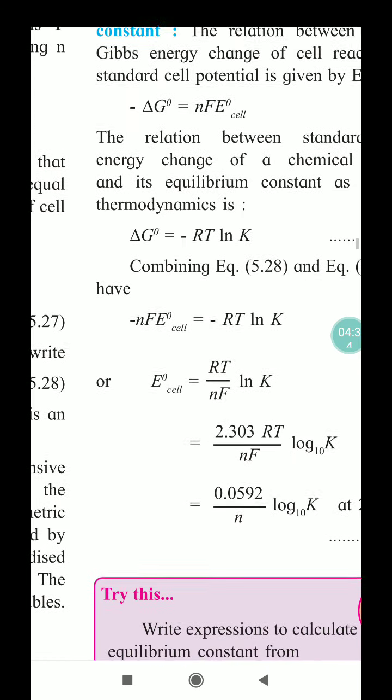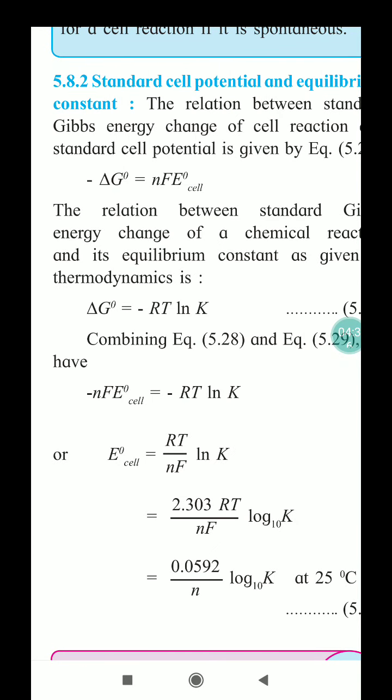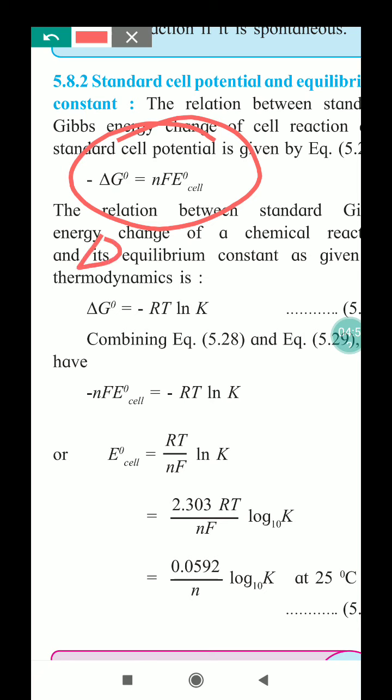Now we focus on the relation between the cell potential and the equilibrium constant. Here we have del G is equal to minus nF times the standard EMF of the cell, that is, del G is equal to minus nF and the standard EMF of the cell.